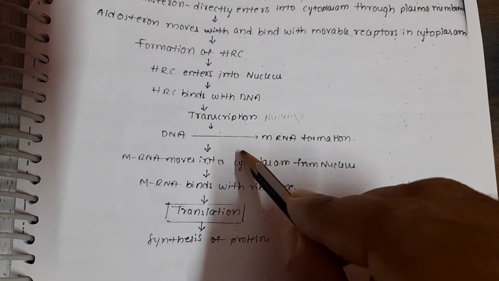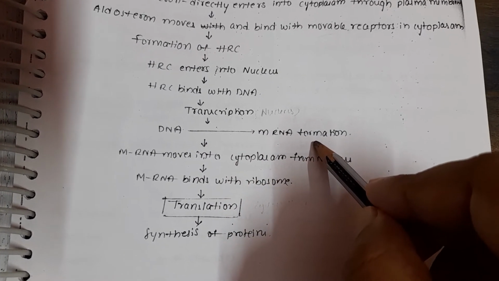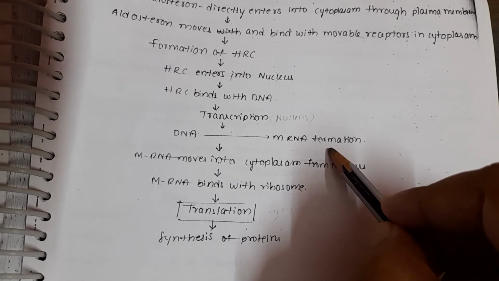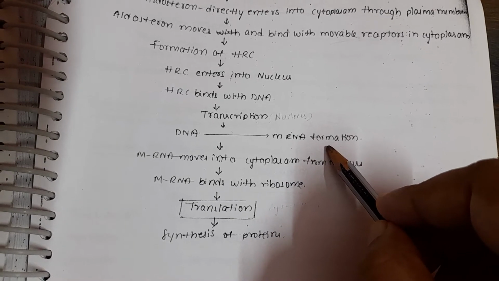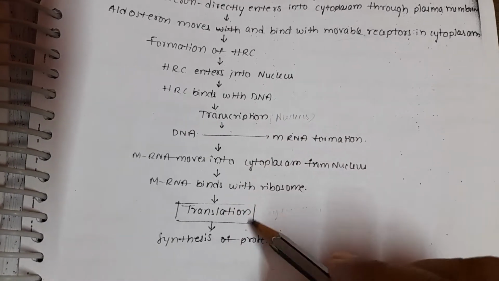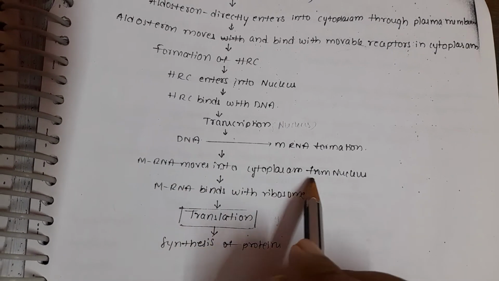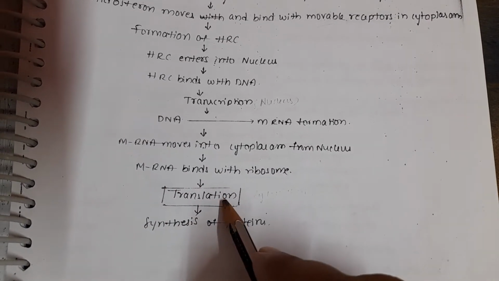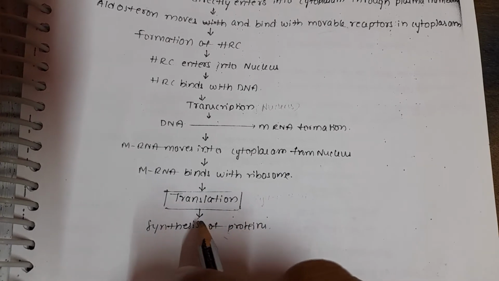From the DNA, what is formed? mRNA. You might have learnt in AIDS, in case of AIDS, reverse transcription takes place there. HIV genetic material is RNA, and their RNA is converted to DNA. That is called reverse transcription. This is called transcription. And here the mRNA moves into the cytoplasm from the nucleus. mRNA binds with ribosomes, translation takes place, and synthesis of proteins occurs.